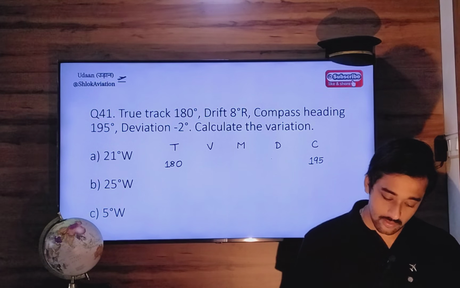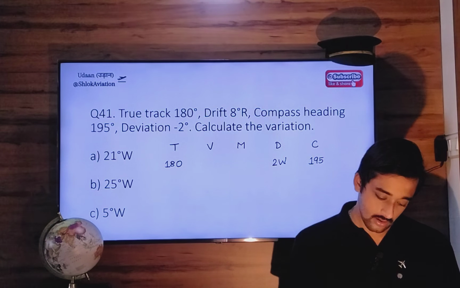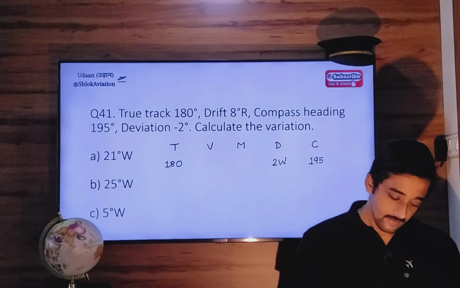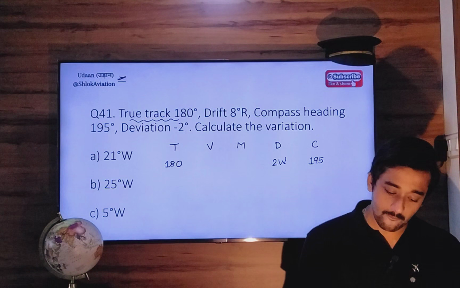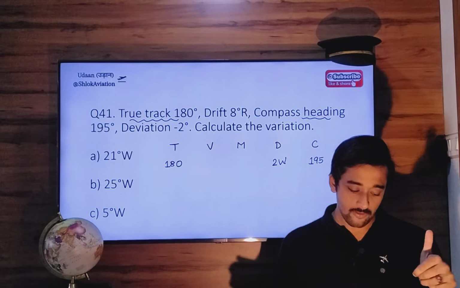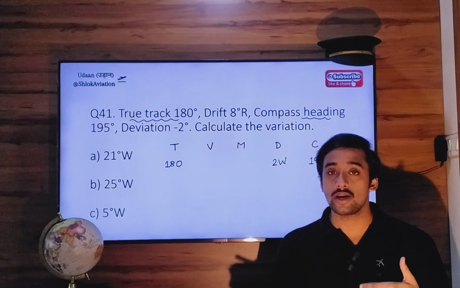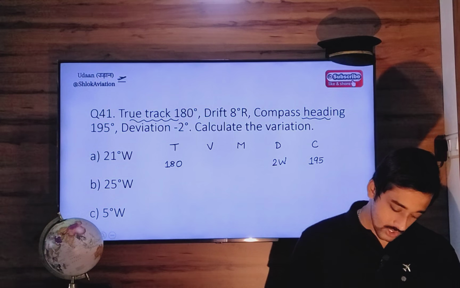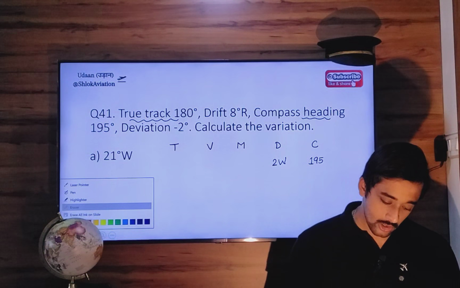Okay, compass heading 195 degree. Deviation -2, that means 2 degree west. Calculate variation. Now we are talking about true track, and compass heading is given. So track and heading are different things. With the help of true track 180 degree, drift 8 degree right, we will calculate true heading. So this is not true heading, this is true track. So how will you do that?